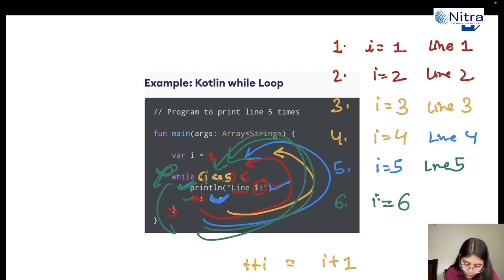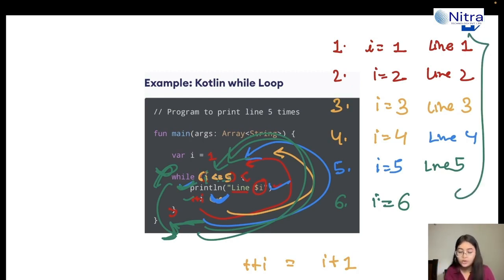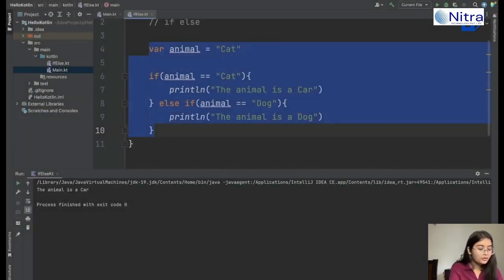So I'll come out of this while loop. I'll execute that line of code which is just after the while loop, right? That's it, you are done. So the output of this piece of code will be line 1, line 2, line 3, line 4 and line 5. To quickly check, let's write this piece of code in our editor as well.